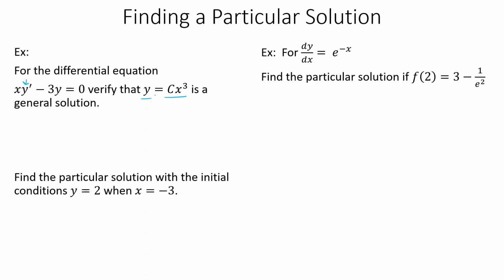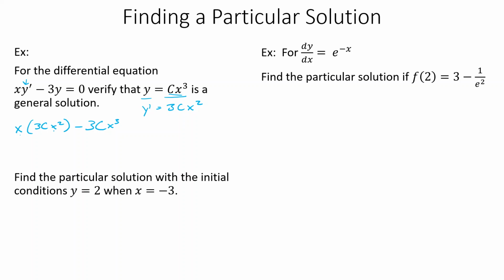All right, well, we need the first derivative. So y prime is, bring down the 3, cx squared is what we get for the derivative. And now we're plugging in here. So we get x times 3cx squared minus 3y, and y is this guy, cx cubed.